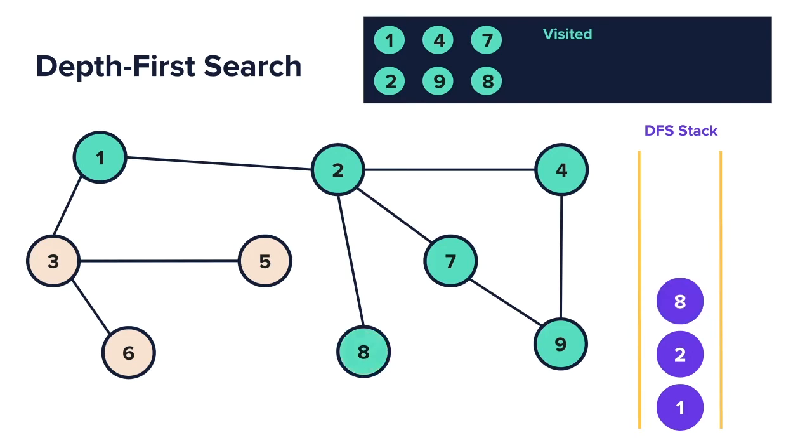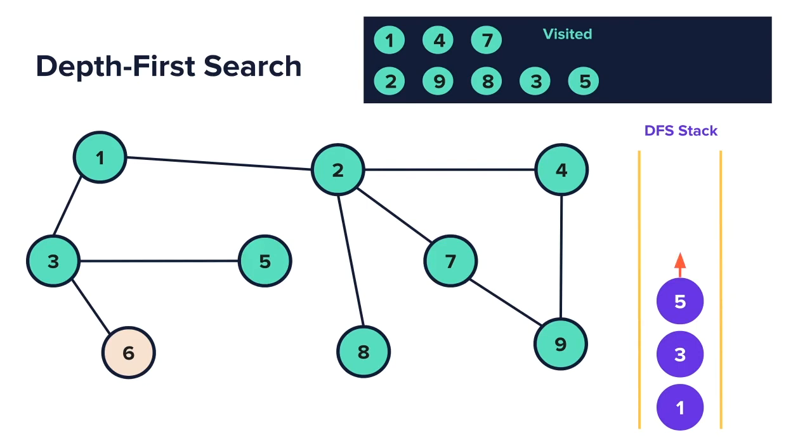We'll add 8 to the visited set and to the stack. This makes 8 the new current vertex. There are no unvisited neighbors of 8, so we'll pop it off. And we'll pop 2 as well. We've made it all the way back to 1, but we're not done because there are unvisited neighbors. We'll visit 3 and add it to the stack. And the smallest unvisited neighbor of 3 is 5, so we'll visit that vertex.